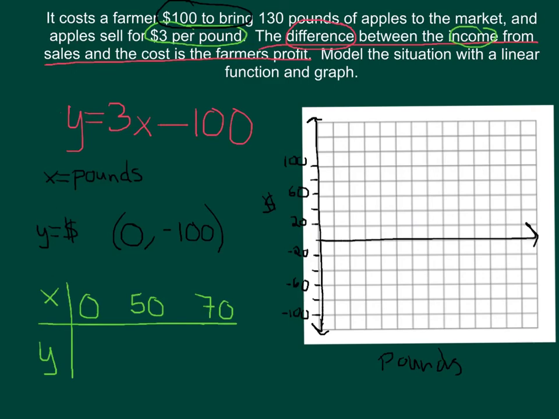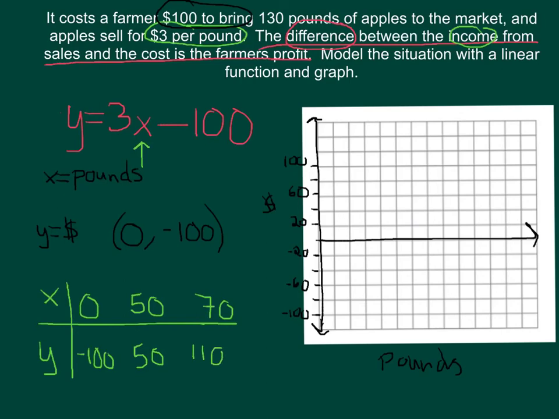So once again, I'm going to make an XY table to get a few points so I can draw my line. Starting with 0, we know that if you sell 0 pounds of apples, his profit will be negative $100. If you plug in 50 for x, 3 times 50 is 150, and then minus $100 will be $50. So 50 pounds will give him a profit of $50. And then 70 pounds, 3 times 70 is 210, minus 100 is 110.